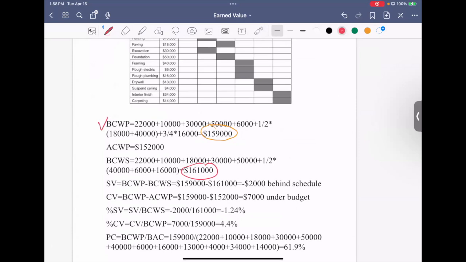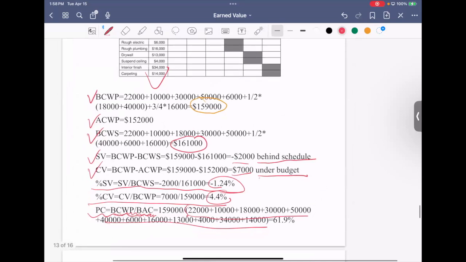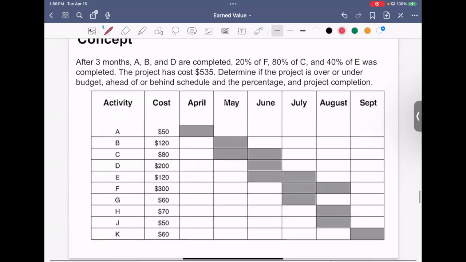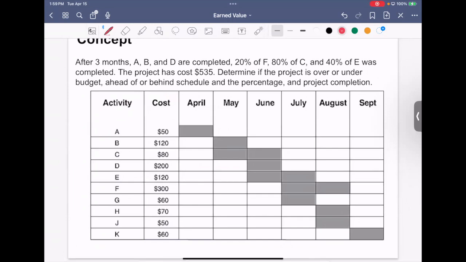So you have your BCWP, ACWP, BCWS, and the SV and the CV. You are behind the schedule and under the budget because of those two, right? And for the percentages, this is negative and this is positive. And your PC is equal to BCWP divided by BAC. Your BAC over here is all those together. Does that make sense? So if that makes sense to you, take your time to try to finish this and we'll go over it together.